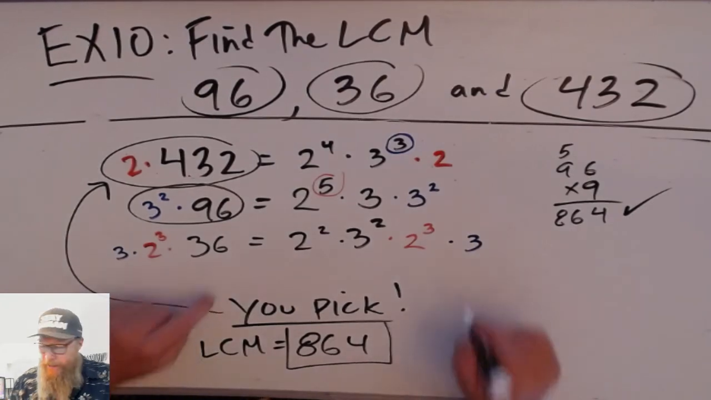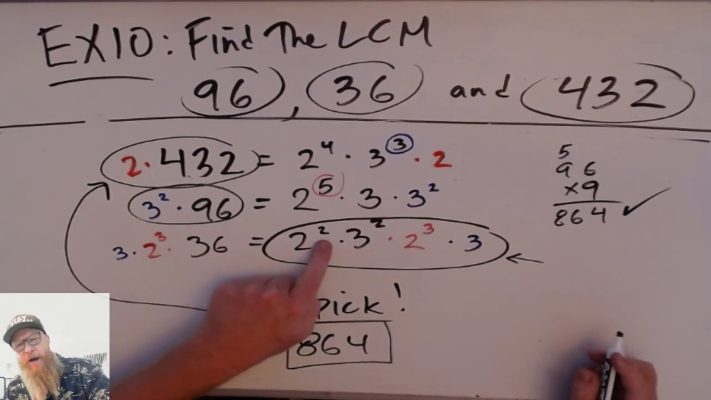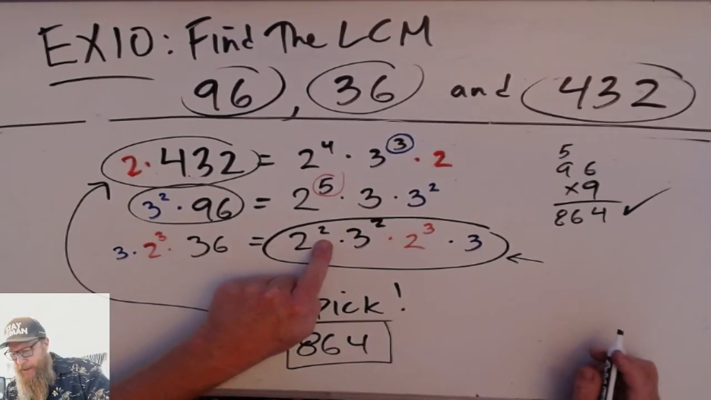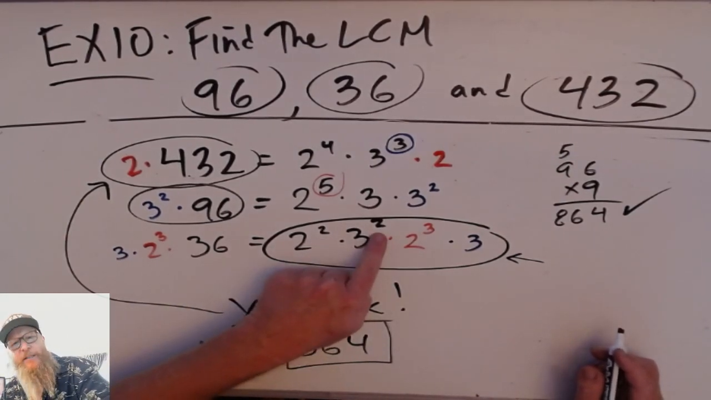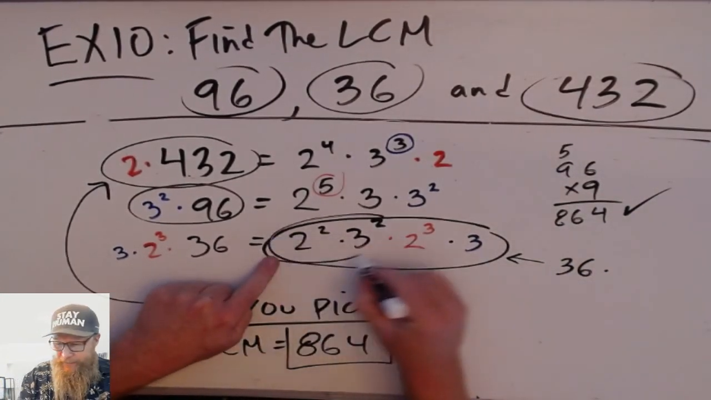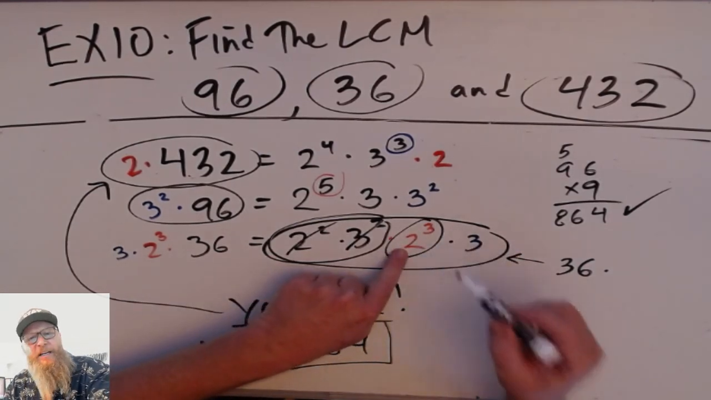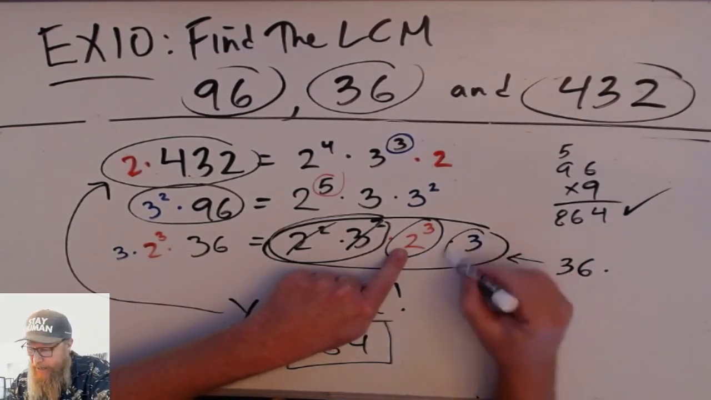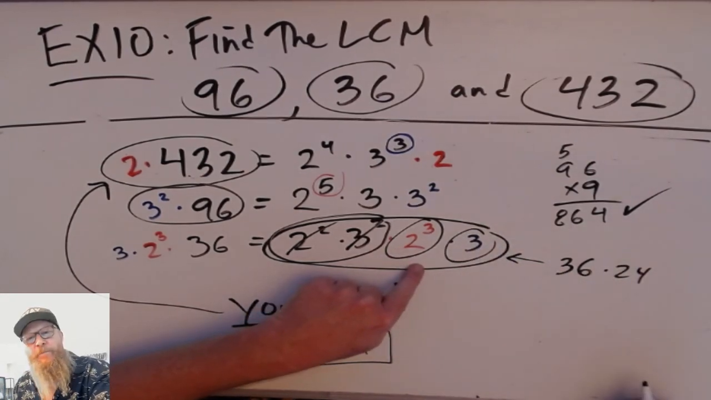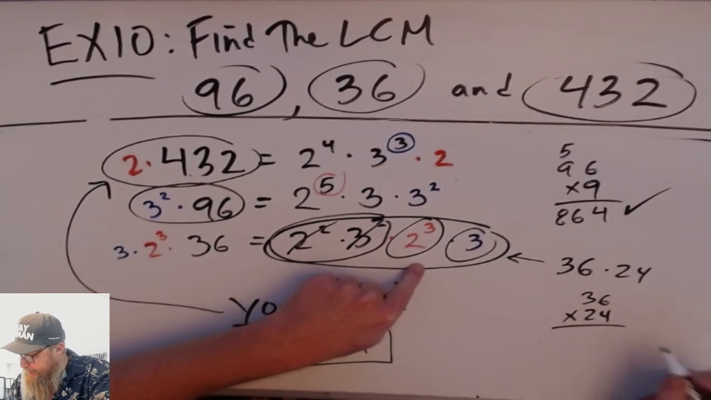Here, let's try this one. 2 squared is 4. 3 squared is 9. So that's 36. I like to cross them off as I go. 2 to the 3rd is 8. It's good for the brain. 8 times 3 is 24. Let's see. 24 times 36.